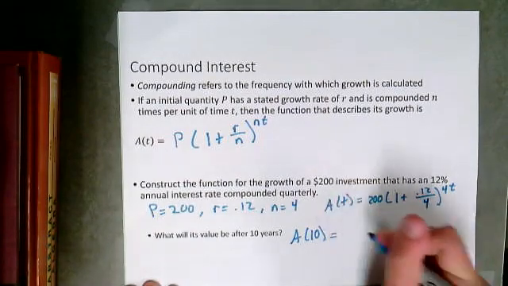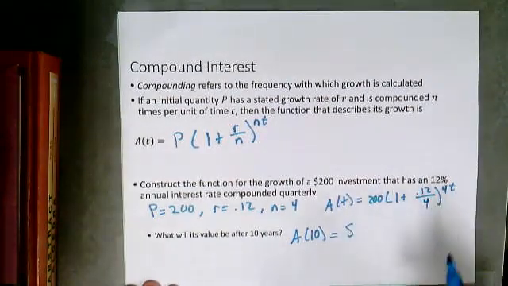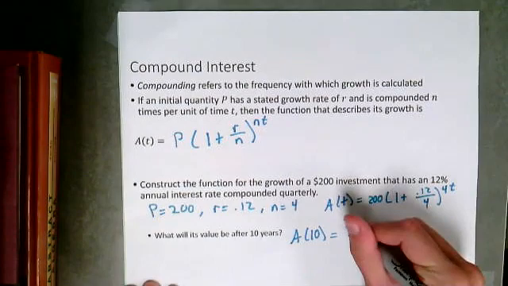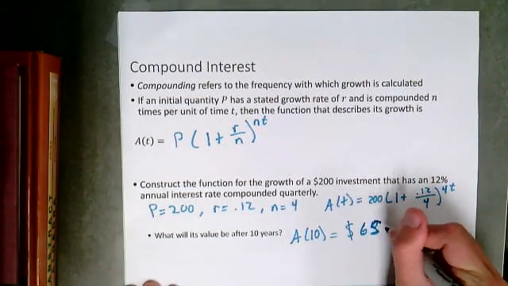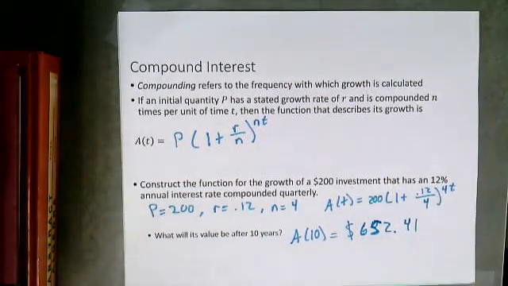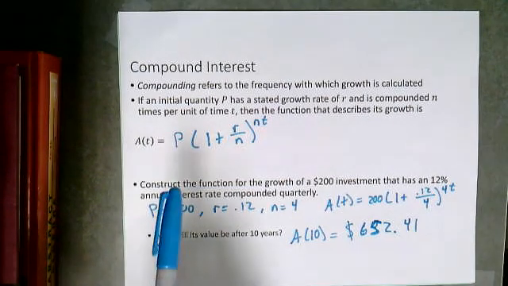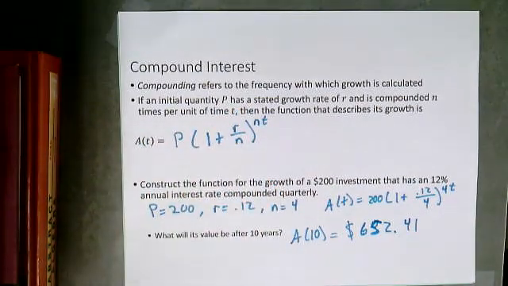After 10 years, you plug in t equals 10, round off to the nearest cent, and that's a dollar sign, and we get $650.41. Okay. So the big thing is compounding interest. This is going to be our general formula to use for that instead of the effective formula. Well, we'll get to that in a minute.